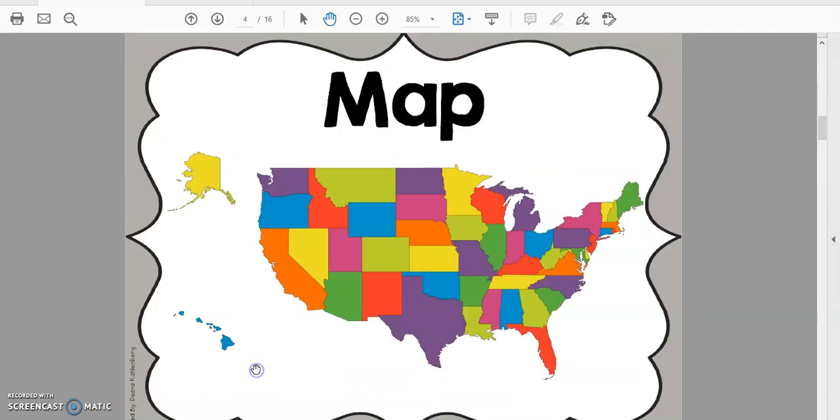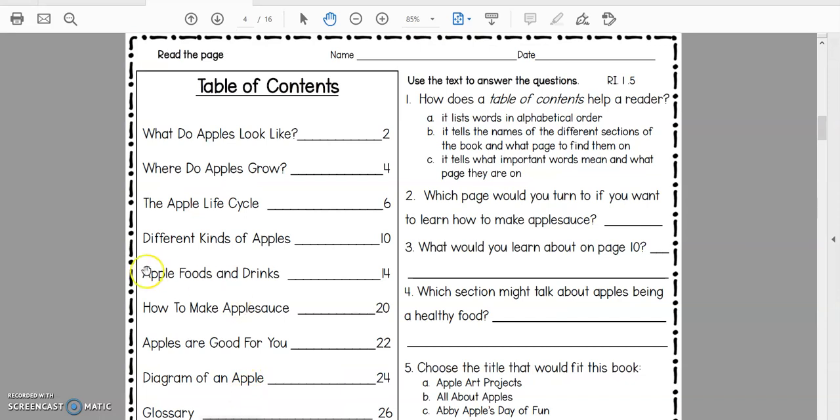All right, let's take a look at this table of contents information here. So I'm going to use this table of contents to take a look at these questions. If you want to follow along with me, you can pause the video right now and get a piece of paper and a pencil, and you can do the work while I'm reading the questions too. Alright, so let's take a look.